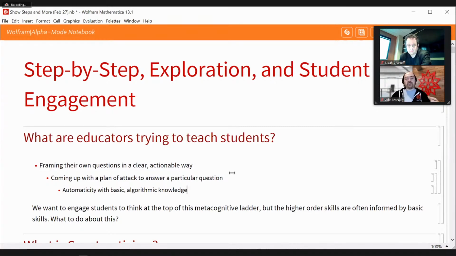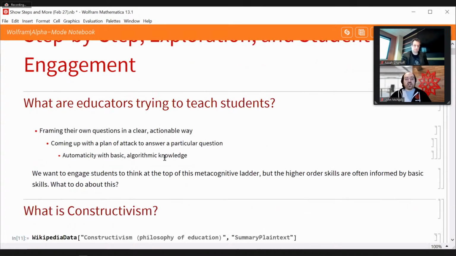But students often, just because there's a lack of time in many settings to go into these details, sometimes are wondering, why are things being taught in various ways? And sometimes the answer is just, oh, well, it's been done that way for a long time. But hopefully, and in this case, there are reasons why things are set up in different ways. So what are educators actually trying to teach students?